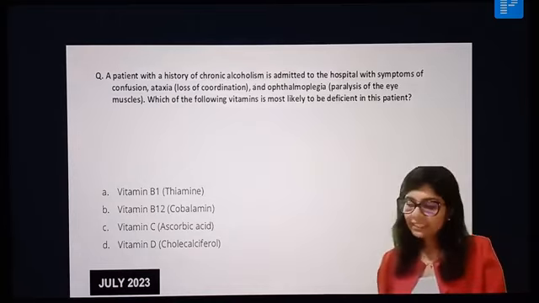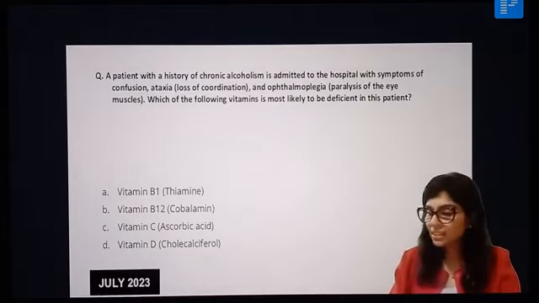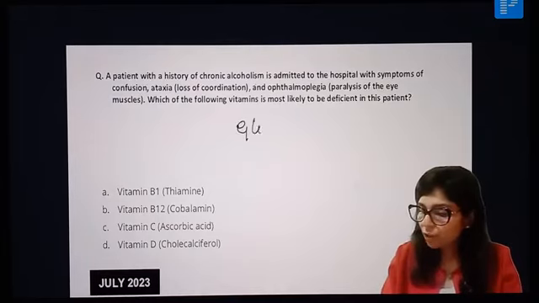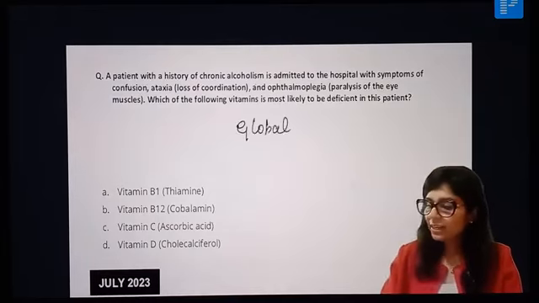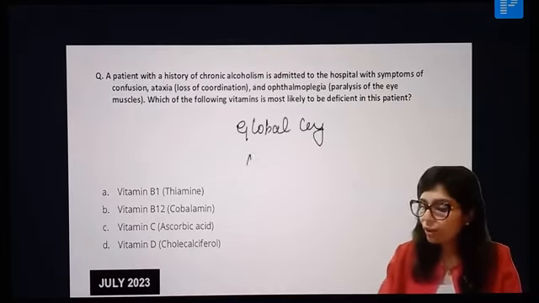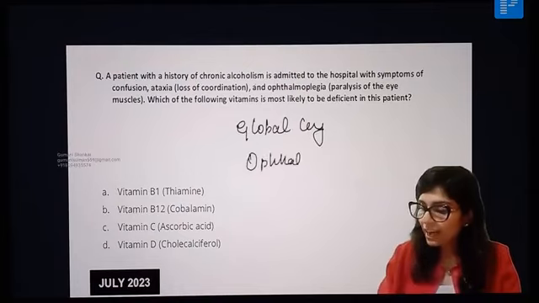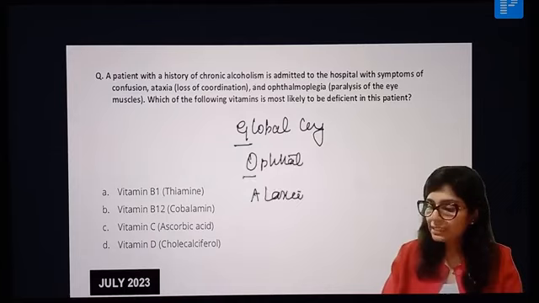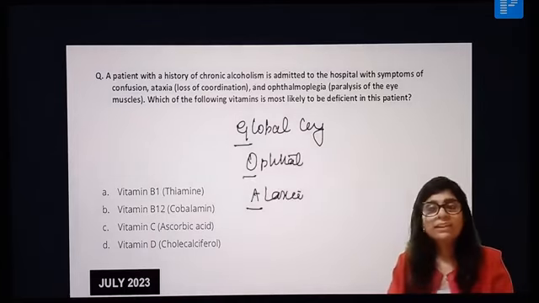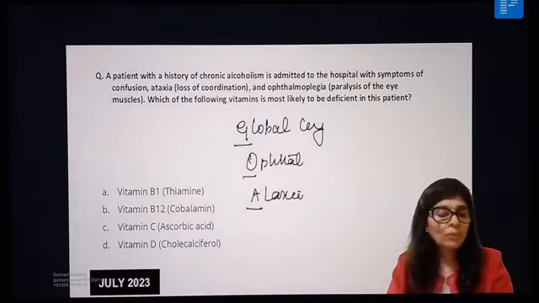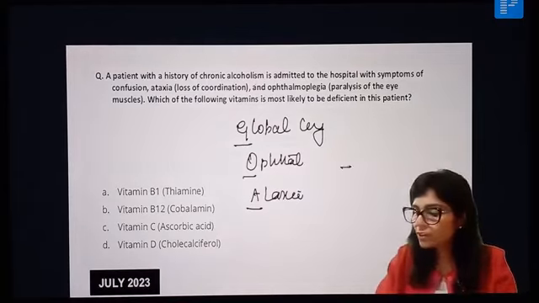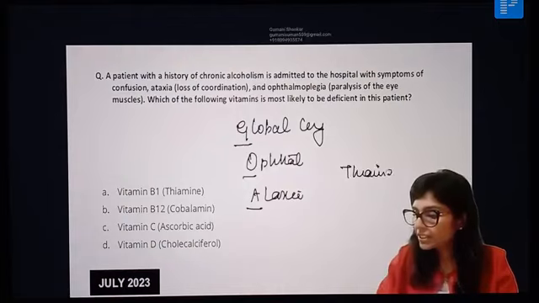Yes, what is the right answer? It is thiamine deficiency. So what you see here is global confusion, ophthalmoplegia and ataxia. So the first letters GOVA, right? It's a mnemonic that is given for Wernicke's encephalopathy that is caused by thiamine deficiency.